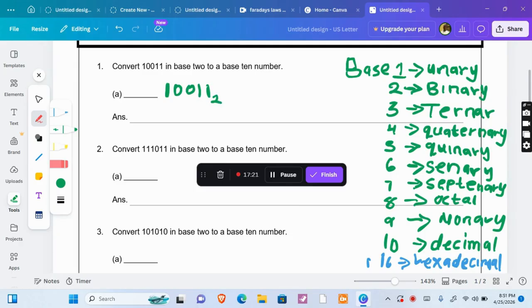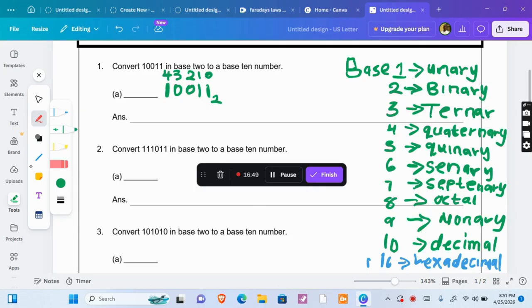Now, to convert numbers from base 2 to base 10, first you need to assign powers to these digits. You start from the right with a 0. Power of the first one is 0. Power of the second digit is 1. Power of the third digit is 2. Power of the fourth digit is 3. Power of the fifth digit is 4. Now, what do we do next?